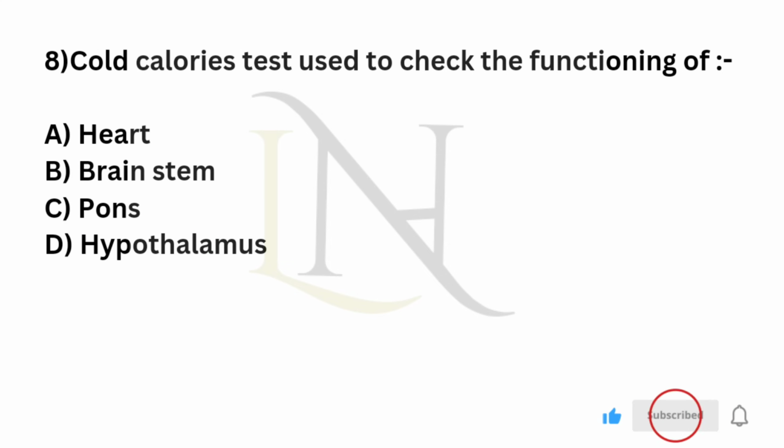Caloric test is used to check the functioning of option A, heart, option B, brainstem, option C, pons, option D, hypothalamus. Answer is option B, brainstem. We use the caloric test to check its functioning.